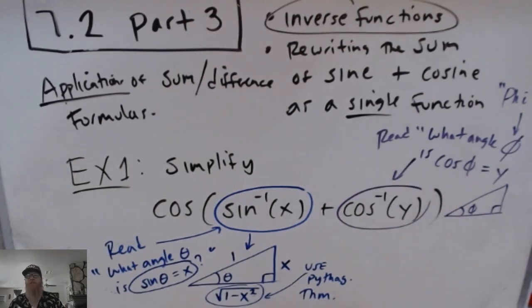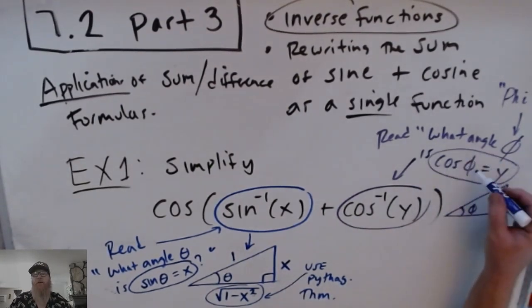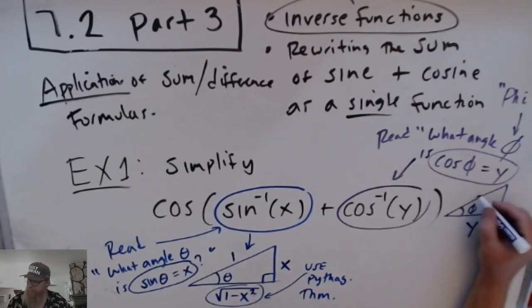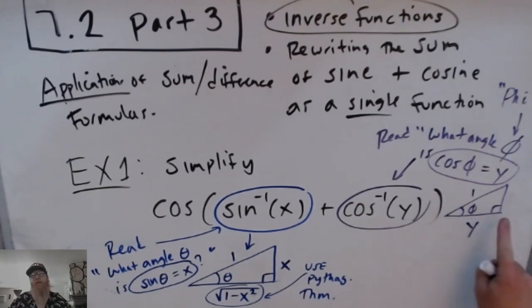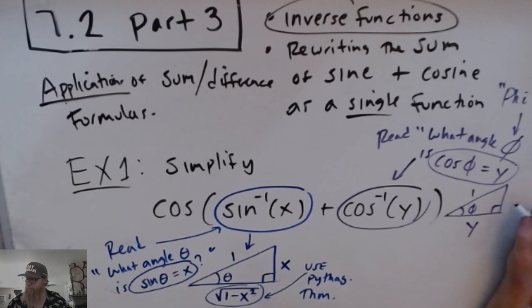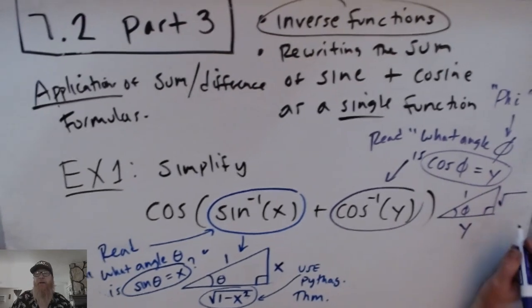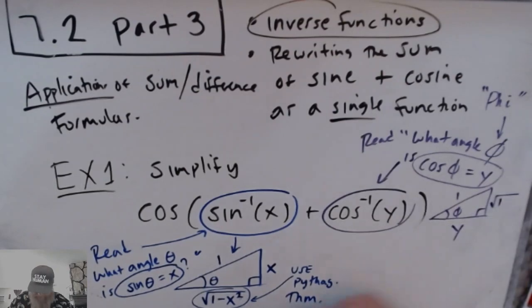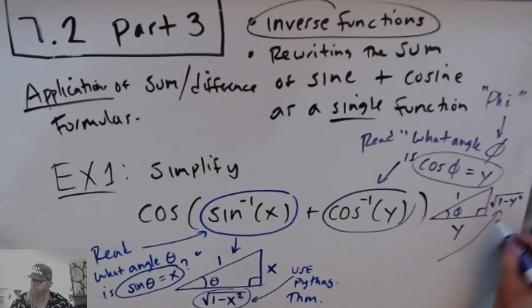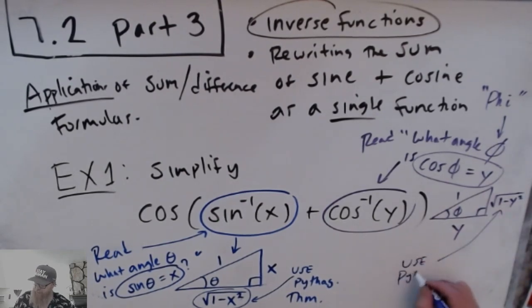Over here in my cosine, it says, what angle has cosine equal to y? It's interesting that I'm putting y on the horizontal side of this triangle. It's not traditionally y, and similarly over here x, but the letters x and y are just arbitrary variables. They don't necessarily mean what they meant in basic algebra. Similarly, if you use the Pythagorean theorem, you'll get this side of the triangle is the same as that, just with a different letter. It's going to be the square root of 1 minus y squared.